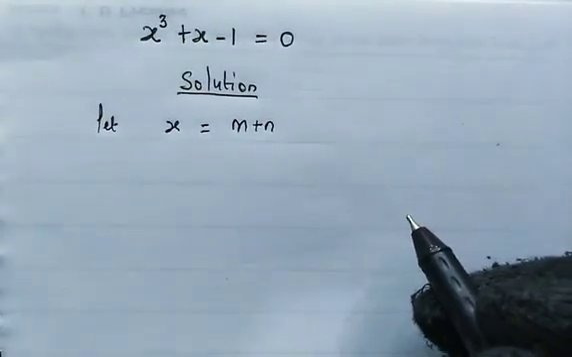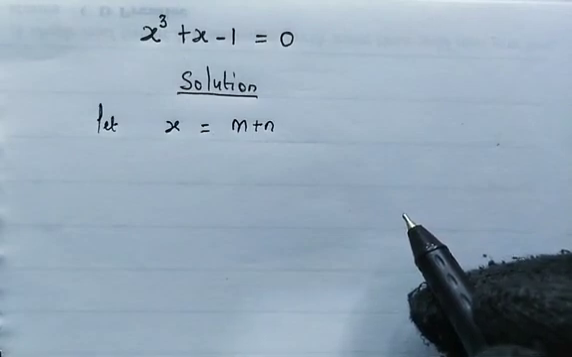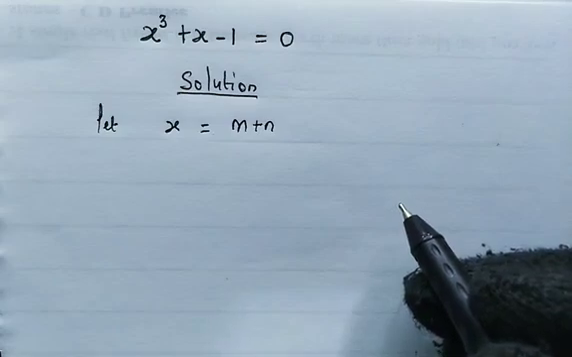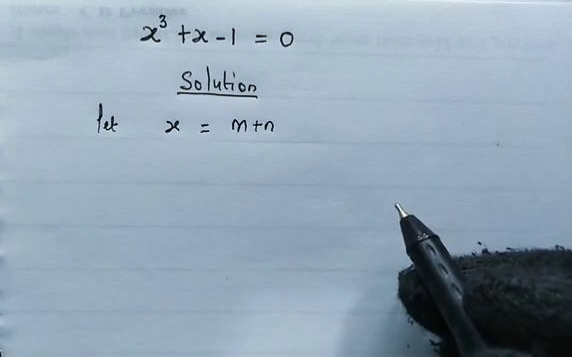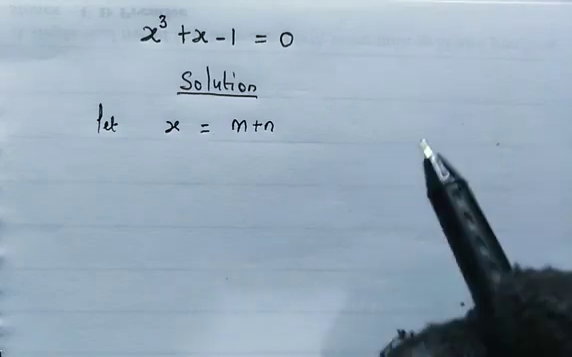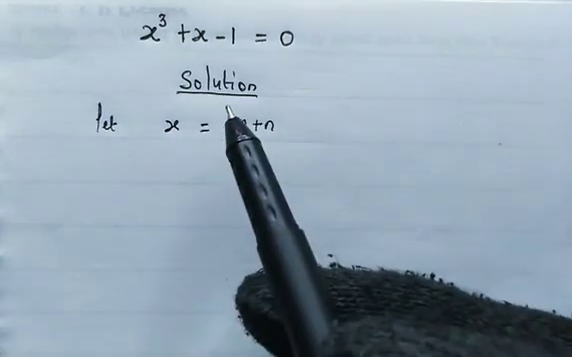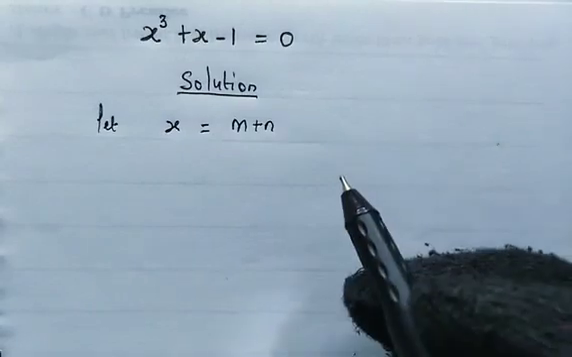In today's video we're going to learn how to solve a cubic equation. Today we're going to learn how Tartaglia and Cardano were able to solve cubic equations. But luckily we have a depressed cubic equation. We have x cubed plus x minus 1 equals 0.